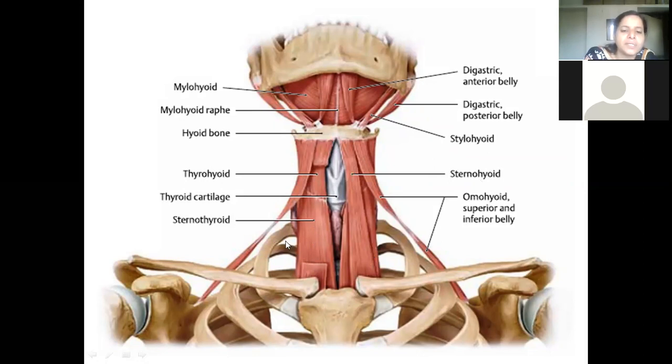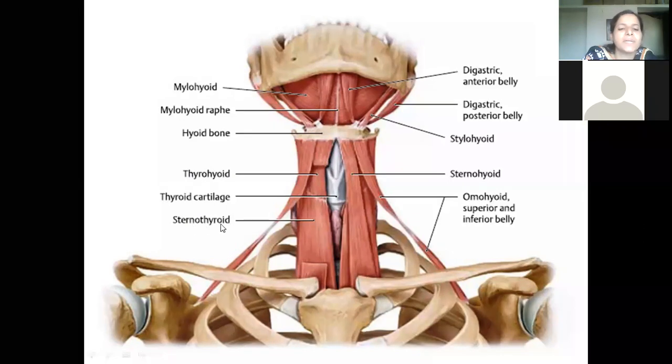So you are finding sternothyroid. This is the thyroid cartilage. From the sternum to the thyroid cartilage, we have sternothyroid. From the thyroid cartilage to the hyoid bone, we have thyrohyoid. So these three muscles are called ribbon muscles, also called strap muscles.